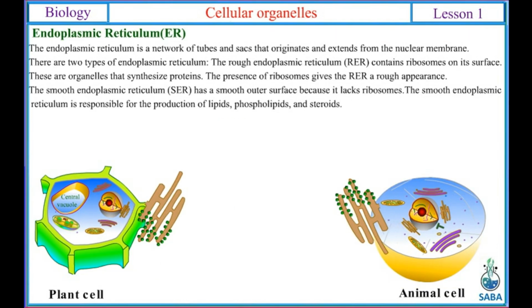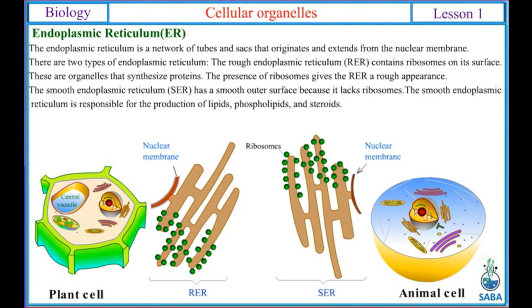Endoplasmic reticulum is a network of tubes and sacs that originates and extends from the nuclear membrane. There are two types of endoplasmic reticulum. The rough endoplasmic reticulum contains ribosomes on its surface. These are organelles that synthesize proteins. Ribosomes give the RER a rough appearance. The smooth endoplasmic reticulum has a smooth outer surface because it lacks ribosomes. The smooth endoplasmic reticulum is responsible for the production of lipids, phospholipids, and steroids.